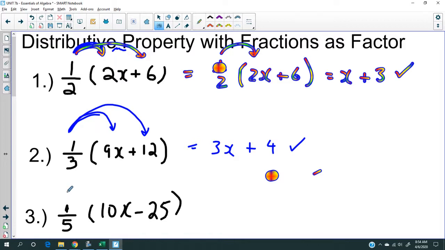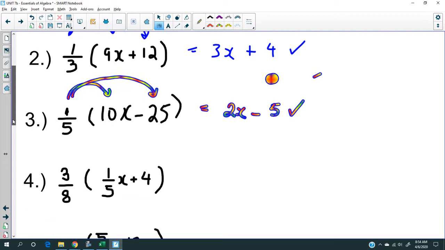Okay, all right, and we're back. So let's try this. We have the double rainbow, right? So 1/5 times 10x. What's 1/5 times 10? Yeah, 2, so 2x. Don't forget about the x. Minus 1/5 times 25? Yeah, 5. So it's like asking yourself this: remember the word "of" means multiplication. What's 1/5 of 10? What's 1/5 of 25? Now let's do some of these harder questions.